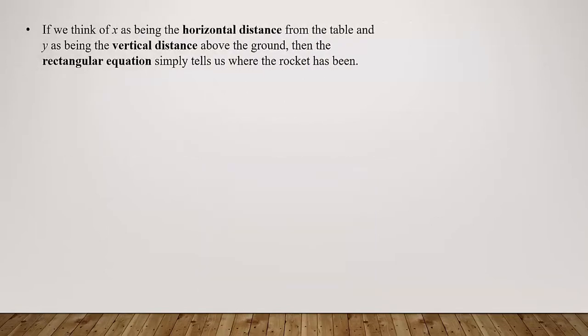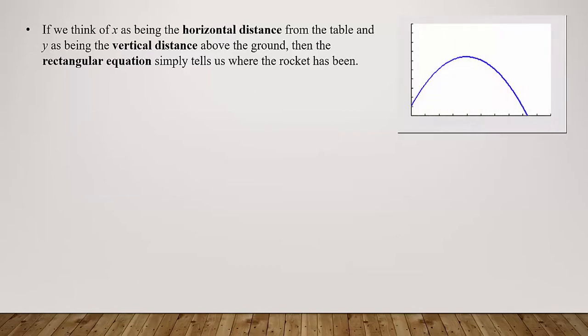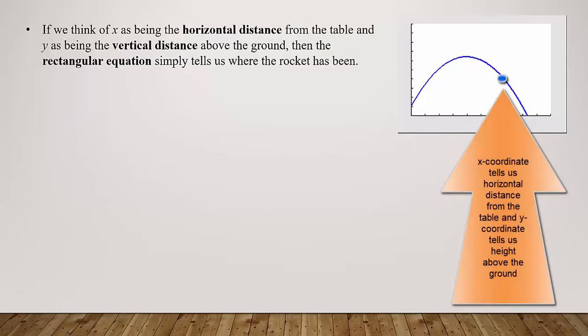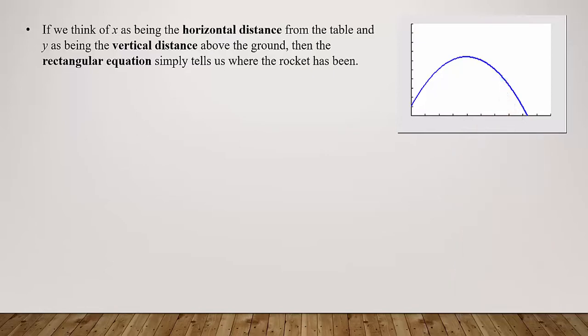All right. If we think of x as being the horizontal distance that the rocket would be from the table, and y is the vertical distance that the rocket is above the ground, then the rectangular equation simply tells us where the rocket has been. So let's look at the graph one more time. Any point on that curve, the x-coordinate would tell us how far away from the table the rocket is horizontally. The y-coordinate would tell us the rocket's height above the ground.